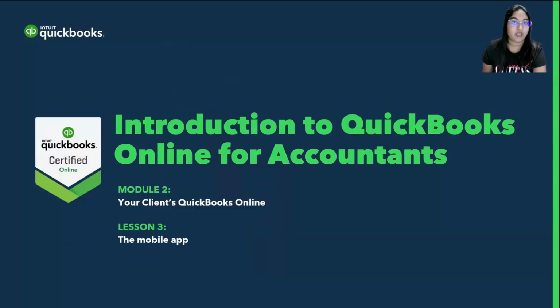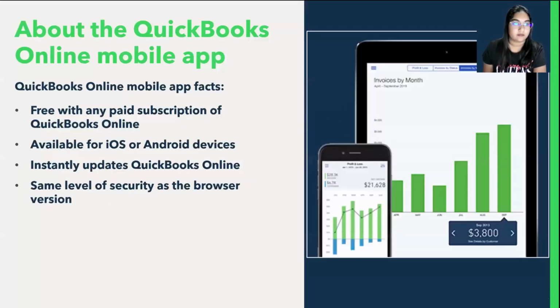So next we're going to look at the mobile app. QuickBooks Online mobile app facts. It's free with any paid subscription of QuickBooks Online, available for iOS or Android devices. It instantly updates QuickBooks Online, so whatever you do on the app, you're going to see on the cloud version and vice versa. And it has the same level of security as the browser version. So we're going to quickly watch a little video on the mobile app.